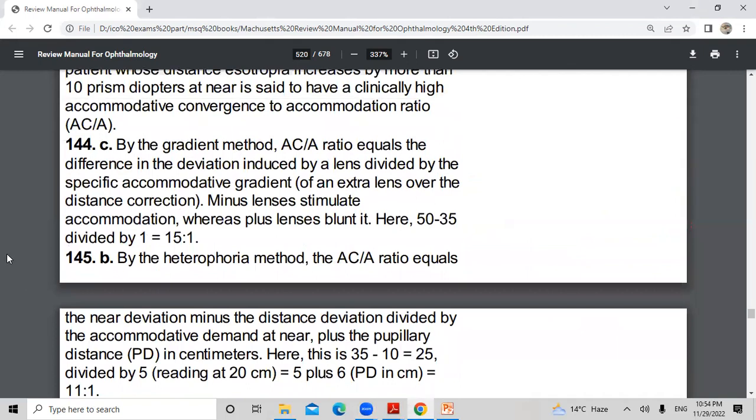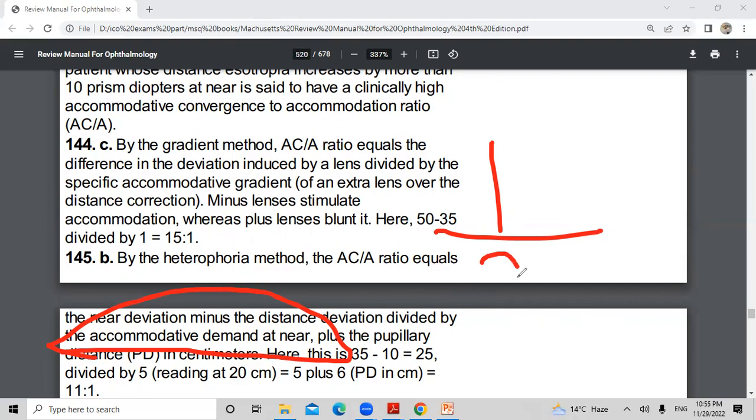Then the heterophoria method. By the heterophoria method, they say the ratio equals the near deviation minus the distance deviation divided by the accommodative demand at near, plus the pupillary distance. What is the accommodative demand at near? For any accommodative demand at near, you put 1 and you divide it by the distance that you use at near. Like here they said 20 centimeter, you should always convert it to meters. So 1 over 0.2 will equal 5 prism diopter. If he said 25 centimeter instead, you will divide 1 over 0.25, so it will equal 4 prism diopter, not 5. So depending on the accommodative demand at near, you should measure the distance.